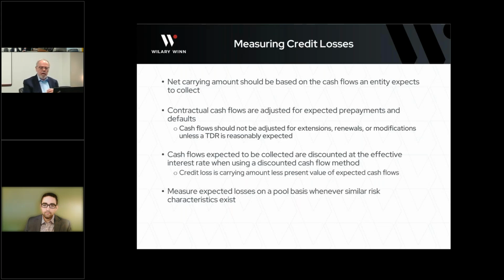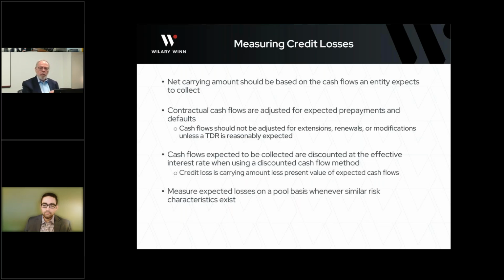Contractual cash flows are adjusted for expected prepayments and defaults. And you shouldn't adjust the cash flows for extensions, renewals, or modifications unless the TDR is reasonably expected. But it's interesting, in a cash flow model, you apply prepayment assumptions and default assumptions separately. So we're like, oh, that makes sense. Cash flows expected to be collected are discounted at the effective interest rate. Yep, that makes sense to us.